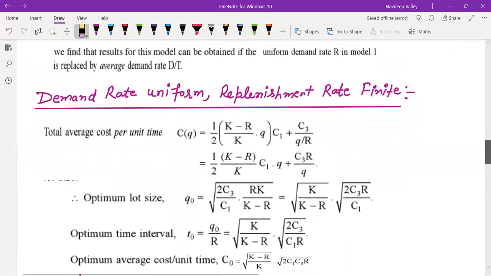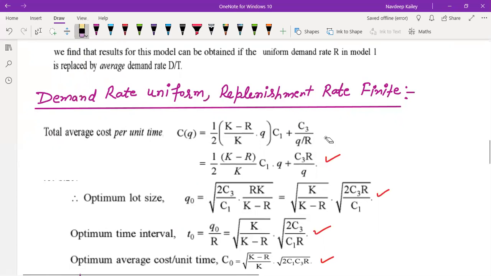Replenishment rate finite. I am not going into the derivation of this type of model. After the derivation, we will get its total average cost per unit time by this formula, that is half of (K minus R) upon K into C1 into Q plus C3 R upon Q. And after derivation, the optimal lot size is given by this formula, the optimal time interval is given by this formula, and the optimum average cost per unit time is given by this formula.